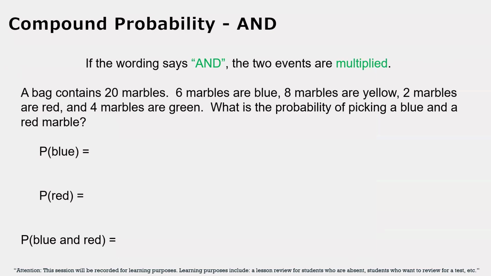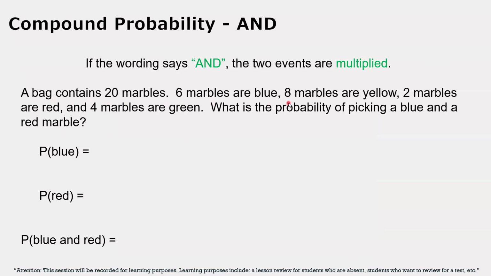When we have an and statement, the way that we find that compound probability is through multiplying, because both events have to occur in order for it to be true. And so we're going to multiply our two probability fractions together to get that answer. So in this example here, a bag contains 20 marbles.